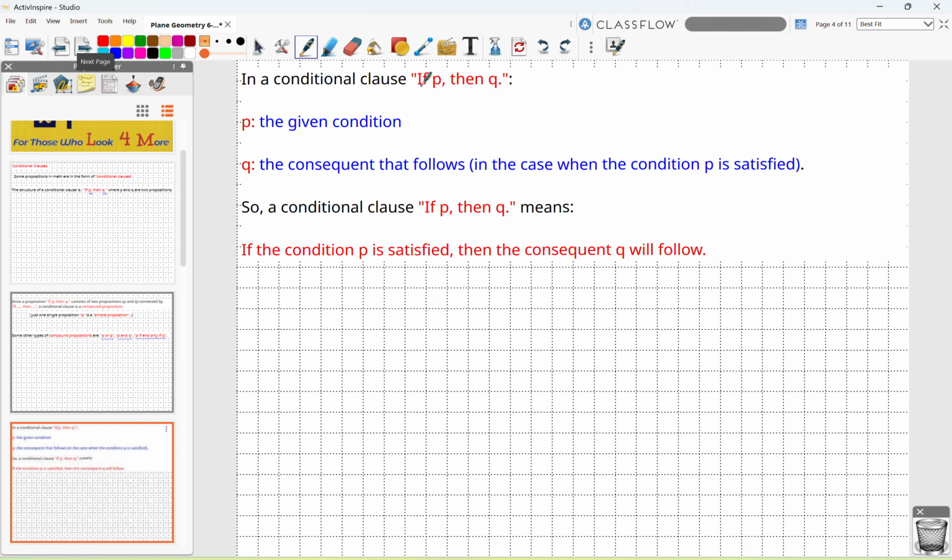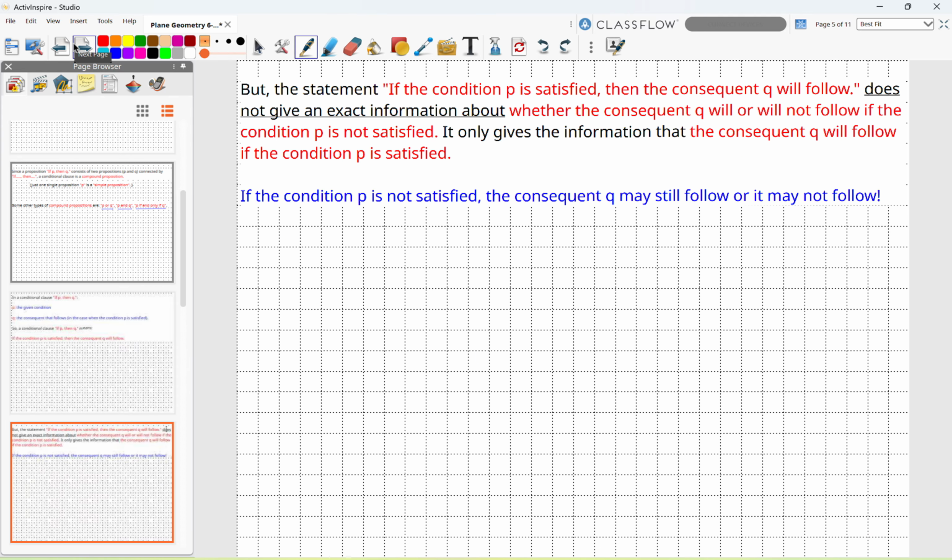In a conditional clause, if P then Q, P is the given condition in my sentence, in my proposition, and Q is the consequent that follows P, in the case when the condition P is satisfied. So a conditional clause, if P then Q, can also be interpreted as: if the condition P is satisfied, then the consequent Q will follow.